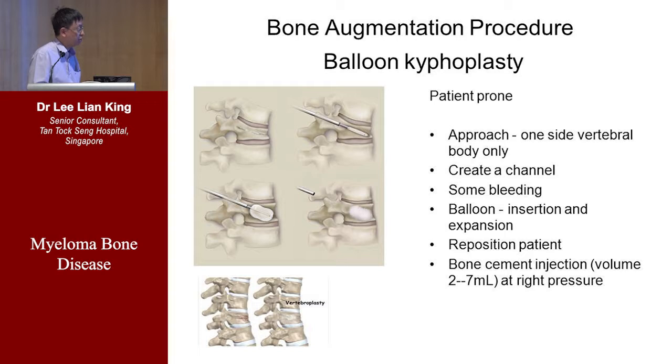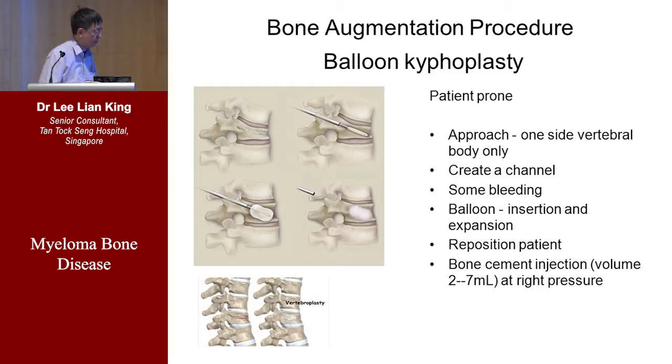And after they have done that, they have to adjust the patient, keep the patient in that posture, and then they will inject some bone cement into this cavity created. Usually only a small amount of bone cement is needed, about 2 to 7 ml. And it has to be given at the right pressure. The orthopedic surgeon has to reconstitute this cement and inject it at the right pressure.